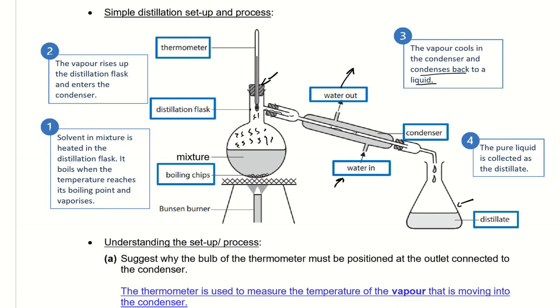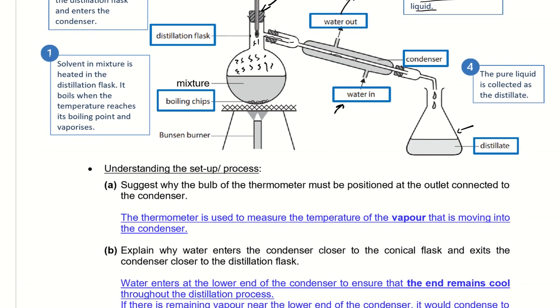Alright. So now let's understand some setup and process. Why are we doing this? Why are certain apparatus placed in this manner? Suggest why the bulb of the thermometer must be positioned at the outlet connected to the condenser. Because you want to measure the temperature of the vapor that's moving into the condenser.